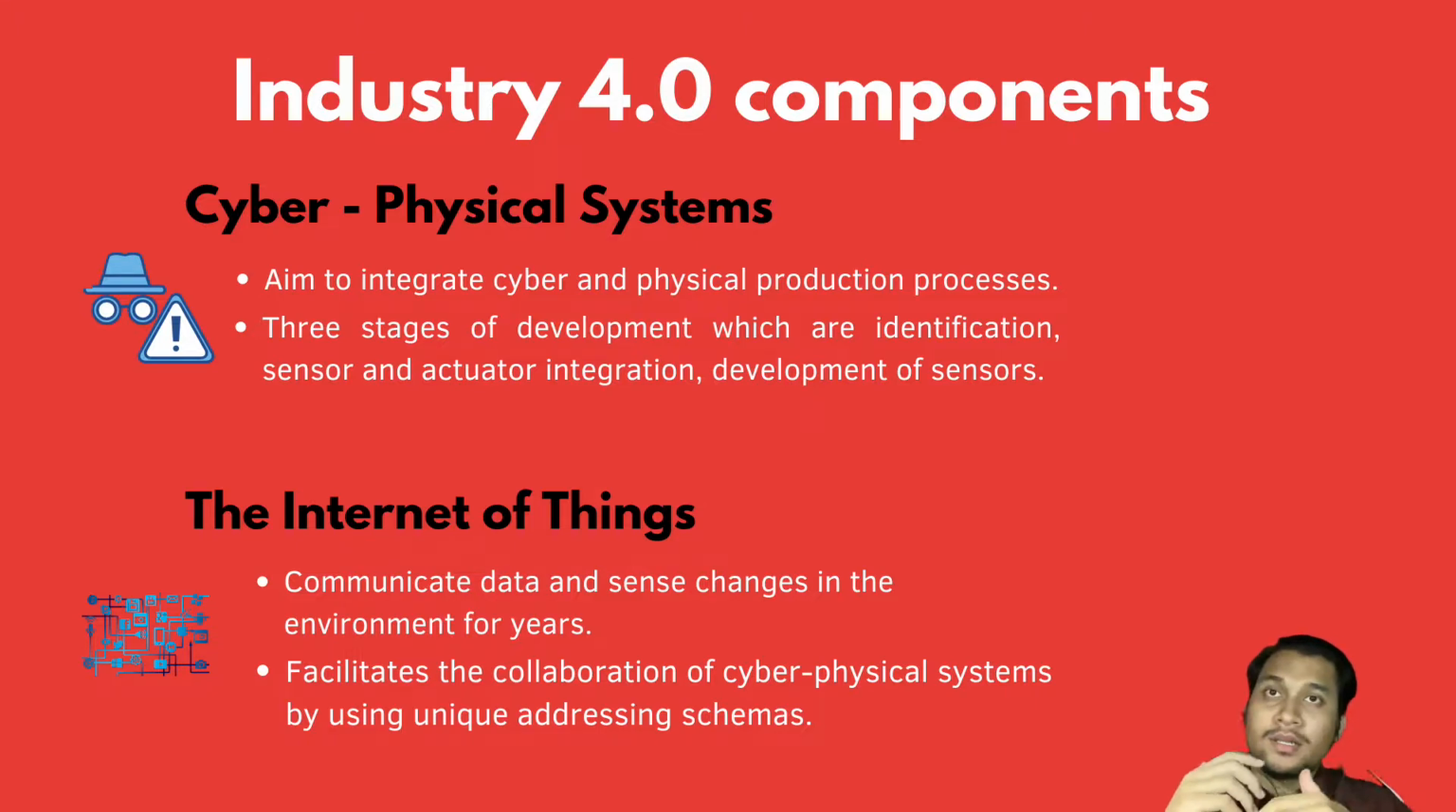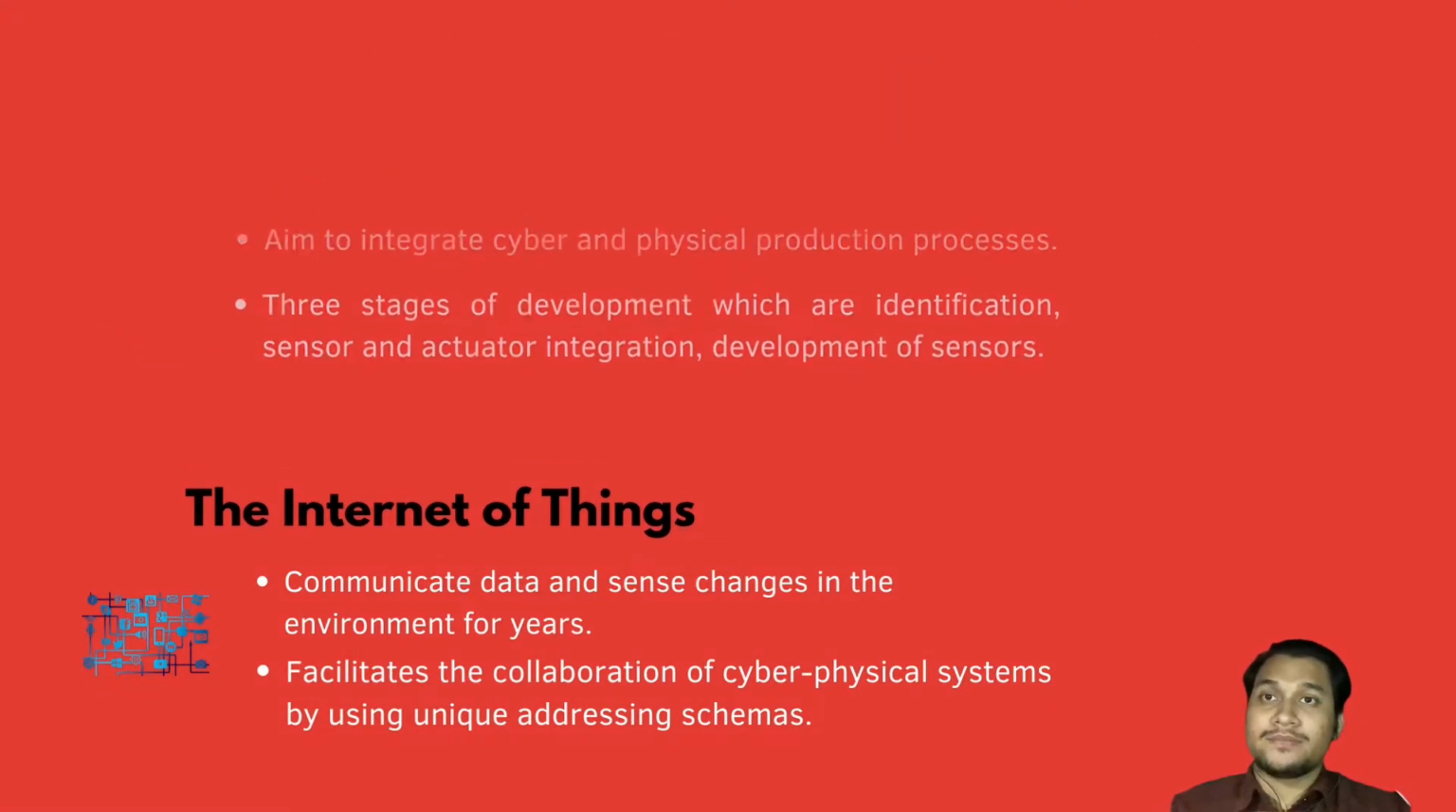Second is the Internet of Things. Machines have been able to communicate data and sense changes in the environment for years. Fire alarms are a good example. As a result, the Internet of Things is widely regarded as Industry 4.0's most important component. In this way, the Internet of Things facilitates the collaboration of cyber-physical systems by using unique addressing schemas.